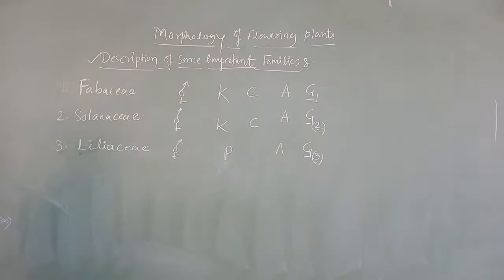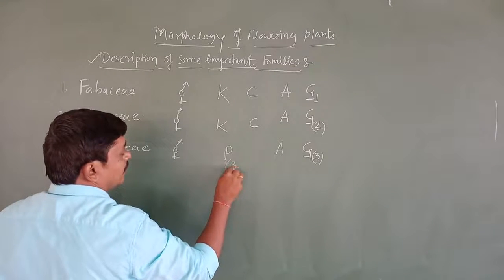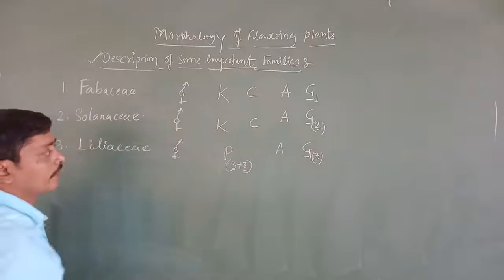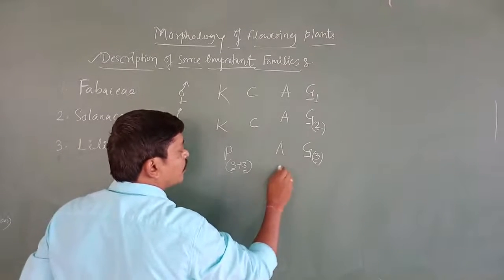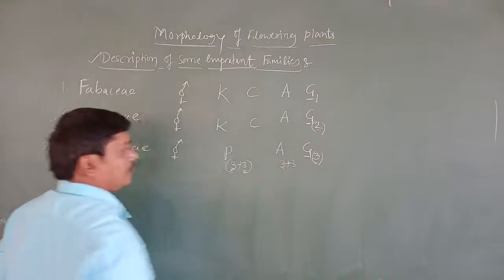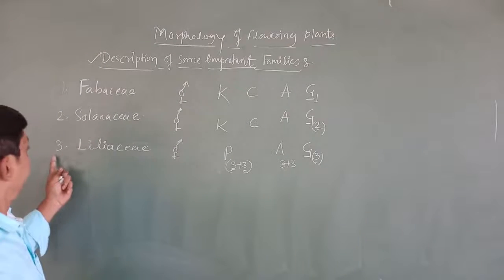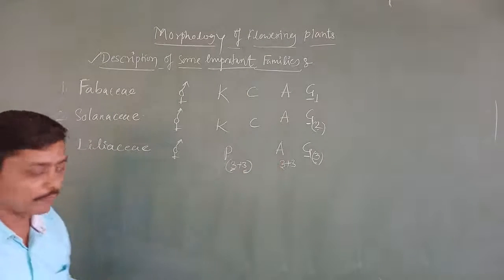Now what we are going to write here: this is a 3, here this is a 3, in the sense all the parts in this Liliaceae are 3 in number. Here perianth 3, calyx 3, corolla 3, and here androecium also 3 plus 3. Androeciums are also 3 plus 3. Likewise you write and complete what we are going to call the Liliaceae floral formula.